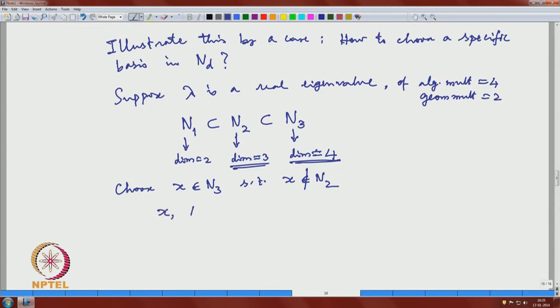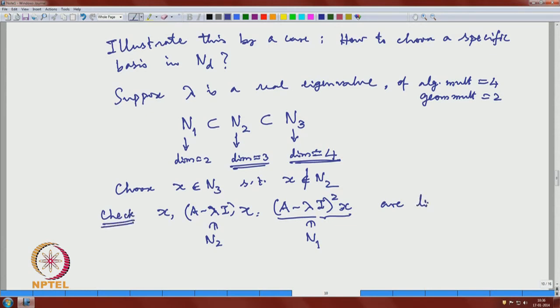Now, you form this x, (A minus lambda I) x, and (A minus lambda I) squared x. So, this is in N2 by very definition and this vector is in N1. And these are all non-zero. In fact, these are linearly independent; check that they are linearly independent. And now, this is a non-zero vector in N1, but the dimension of N1 is 2.